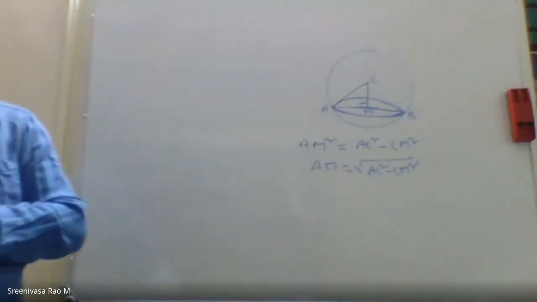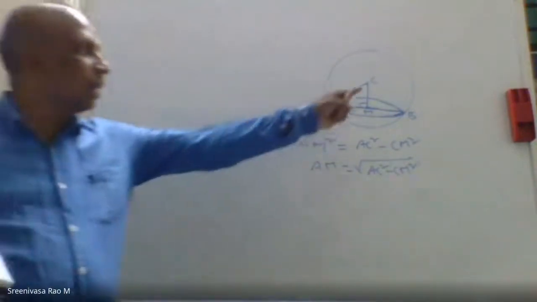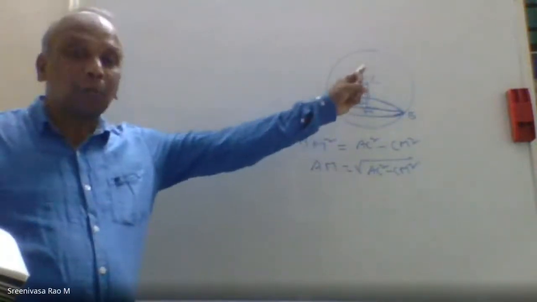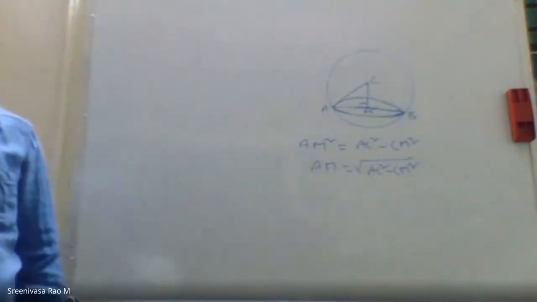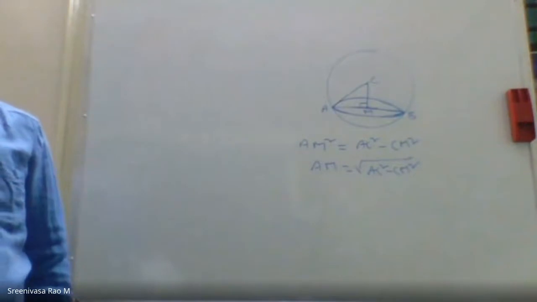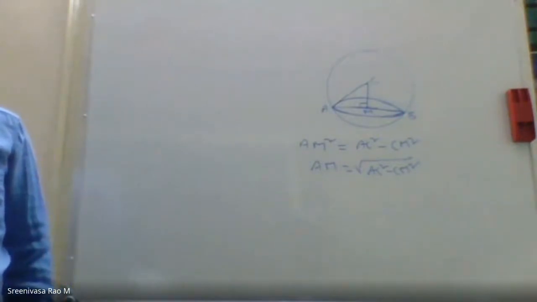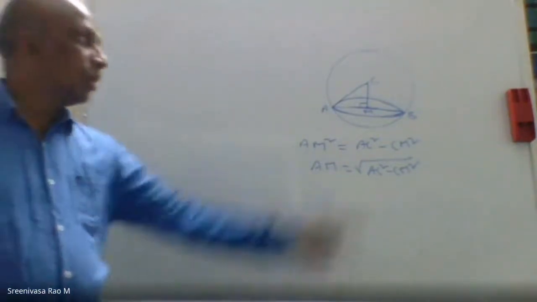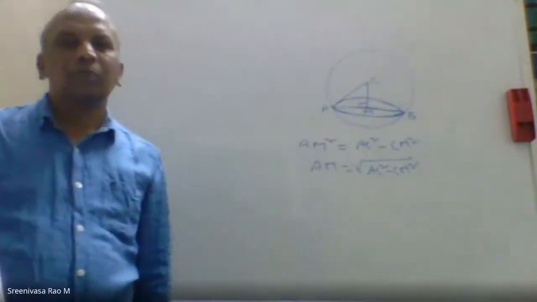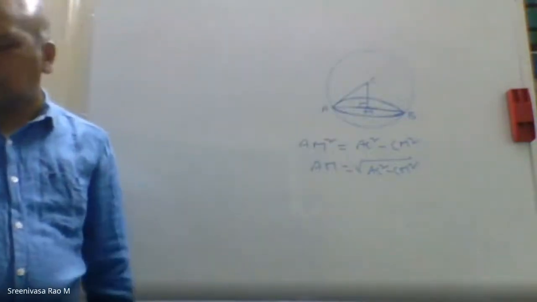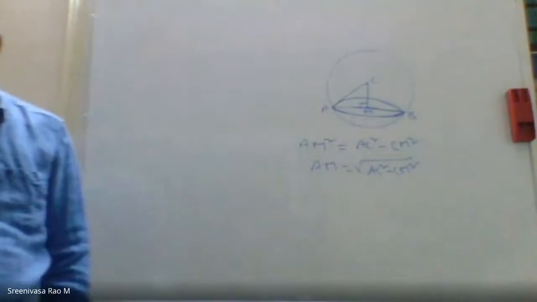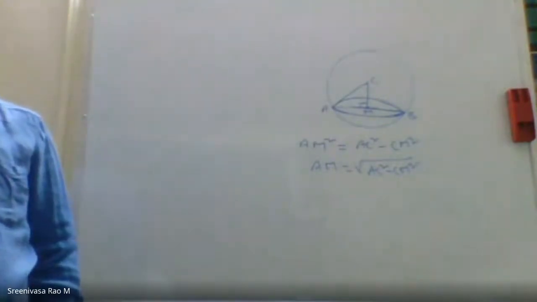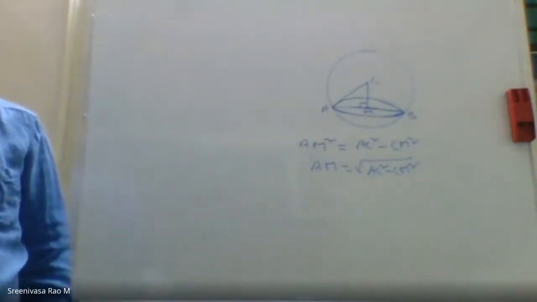The foot of the perpendicular of C on the plane is called the center of the circle. If you want, you can write that point here: the foot of the perpendicular from the center of the sphere to the plane is the center of the circle.